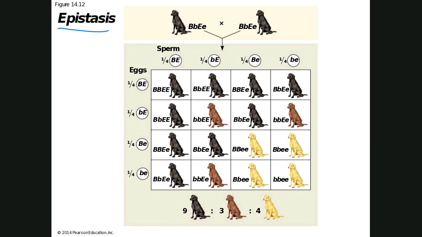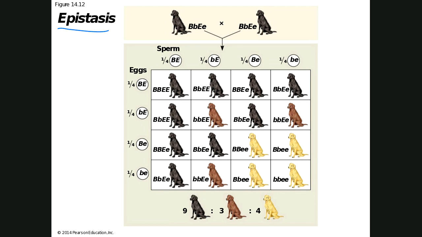We're going to talk about how we get different colors of Labrador retrievers. So up above, what you see is the Labrador retrievers that are doubly heterozygous mate, and so we got the square down below. Let's take a look at how this all works. So I'm going to show you the epistatic part.